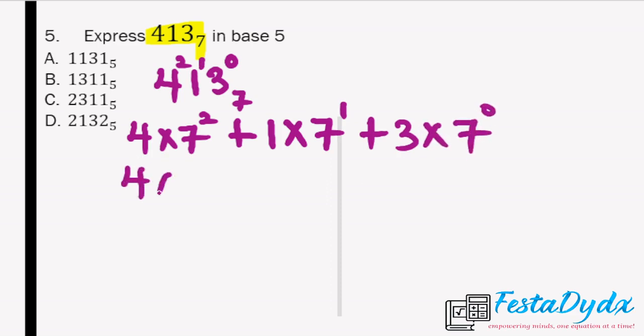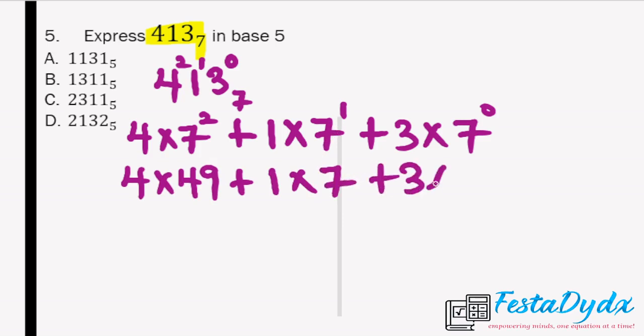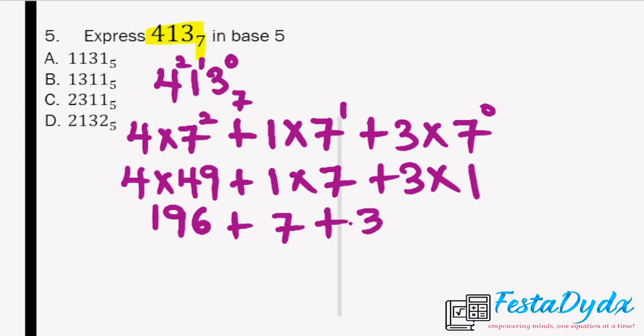So now we'll have 4 times 7 raised to power 2, which is 49. Then plus 1 times 7 raised to power 1, which is 7. Then plus 3 times 7 raised to power 0, which is 1, because in indices, anything raised to power 0 is 1. Now we'll have 4 times 49, which gives us 196, plus 1 times 7 is 7, plus 3 times 1 is 3. When I add all this together, I get 206 base 10.